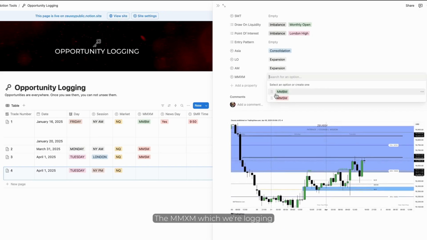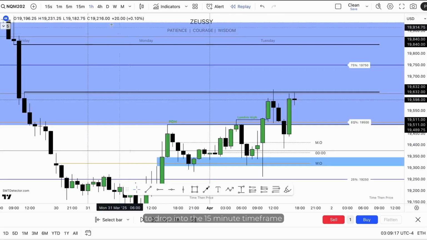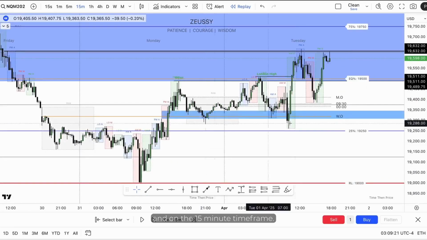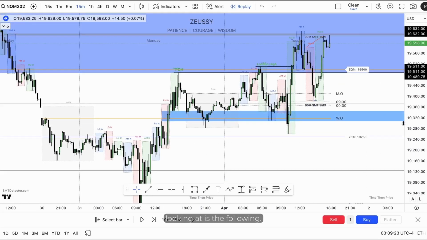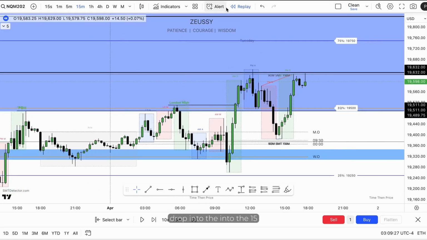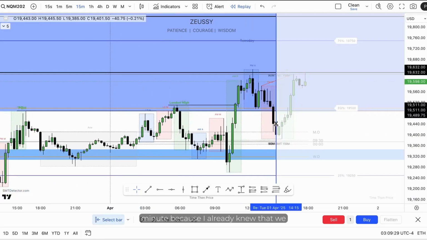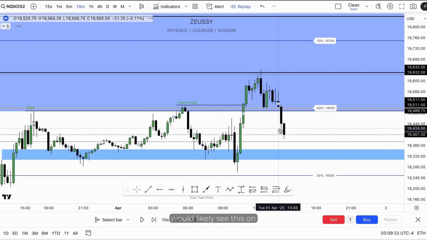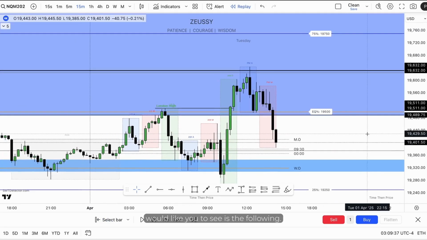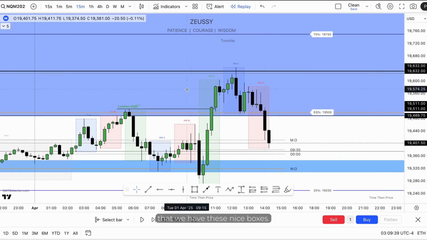The MXM, which we're working, is a market maker sell model. So what we're going to do is drop into the 15-minute time frame, and on the 15-minute time frame, what we're going to be looking at is the following. This is why I wanted to drop into the 15 minutes, because I already knew that we would likely see this on the 15 minutes, and what I would like you to see is that we have these nice boxes.